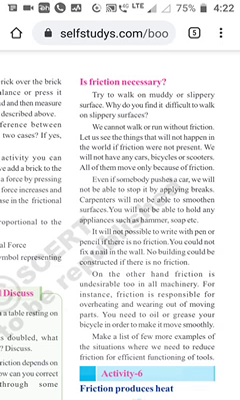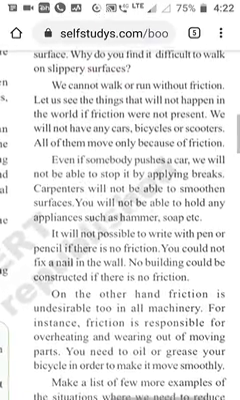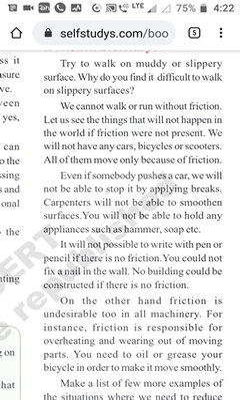Let us see the things that will not happen in the world if friction were not present. We will not have any cars, bicycles or scooters. All of them move only because of the friction. Already we discussed that bicycles or any vehicle on the road move only because of friction. At the contact between the surface and the tires, there is friction. Without friction they won't move, all will fall down. Also we cannot walk or run without friction. So even if somebody pushes a car, we will not be able to stop it by applying brakes.